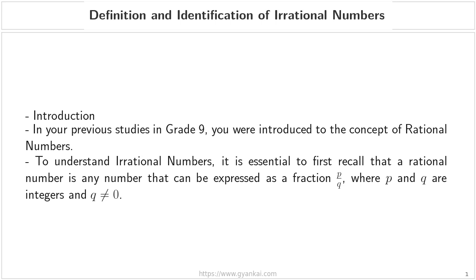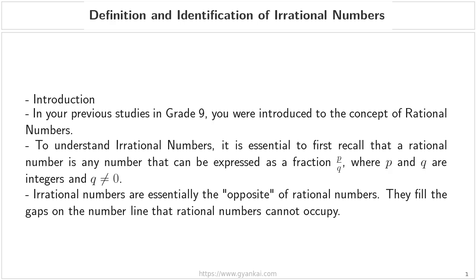To understand what makes a number irrational, it is essential that we first recall exactly what a rational number is. As you may remember, a rational number is any number that can be expressed as a fraction, p over q, where p and q are both integers, and q is not equal to 0. With that definition fresh in your mind, we can now introduce our main subject.